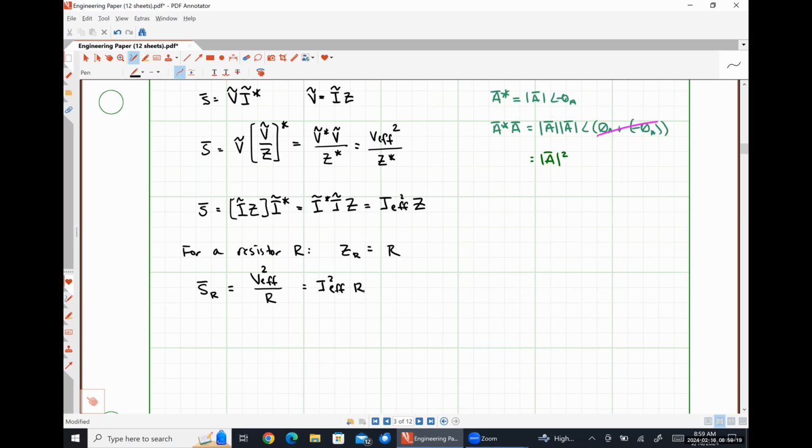We can see from this that our complex power is purely real. There is no imaginary part whatsoever, and it's always positive. So we can say definitively that resistors absorb average power. That is their role in a steady state sinusoidal circuit from a power perspective.